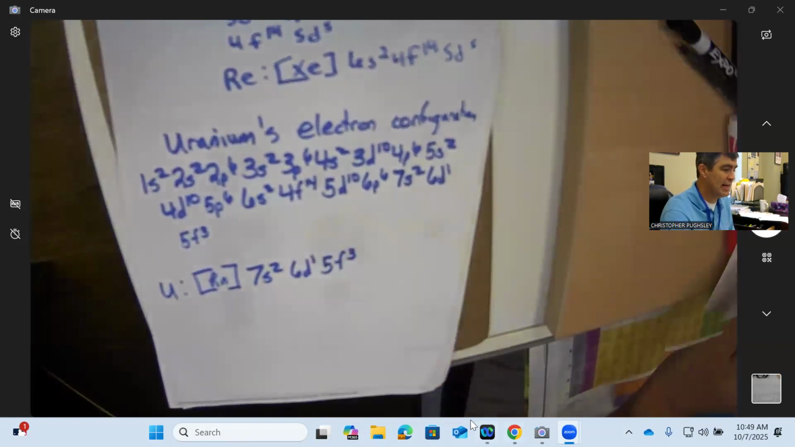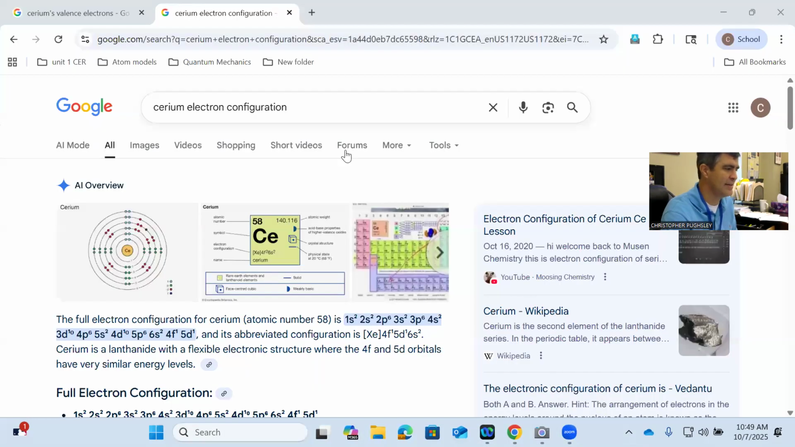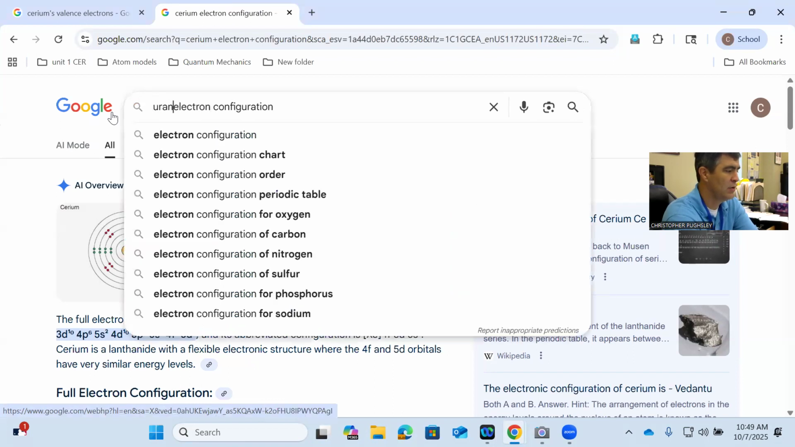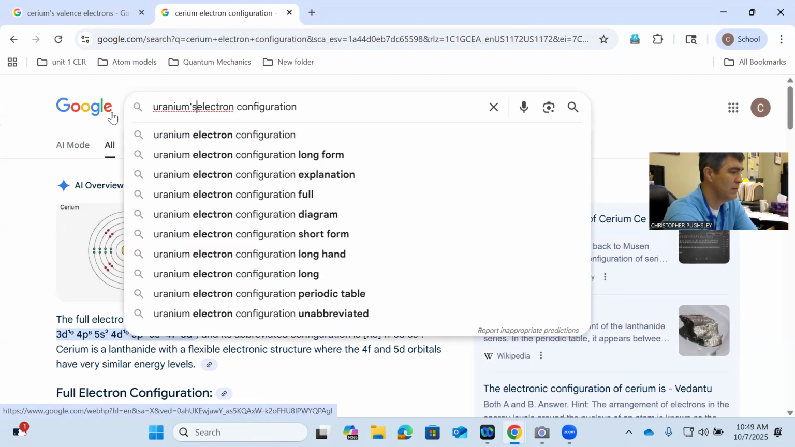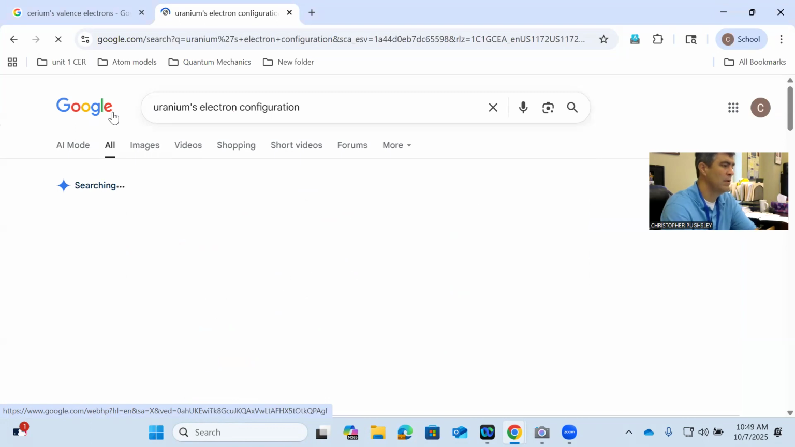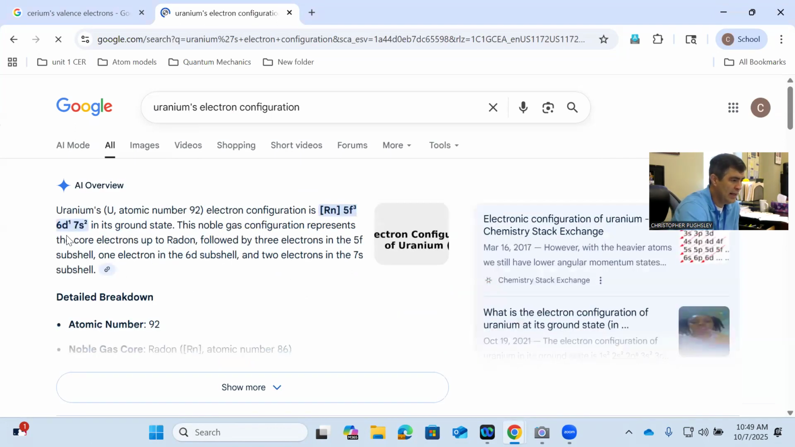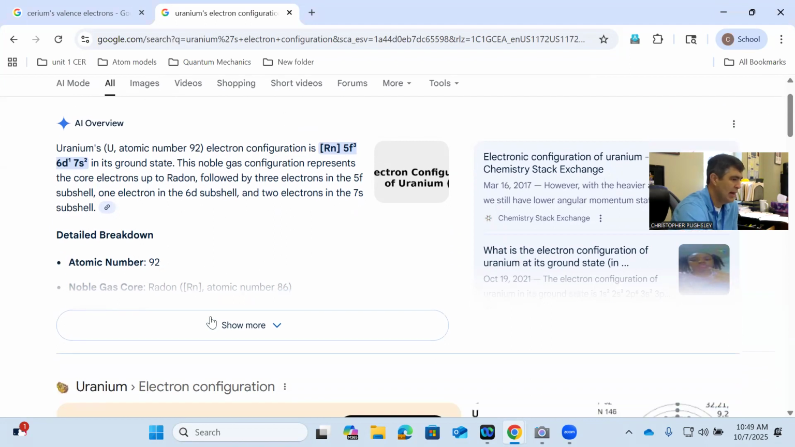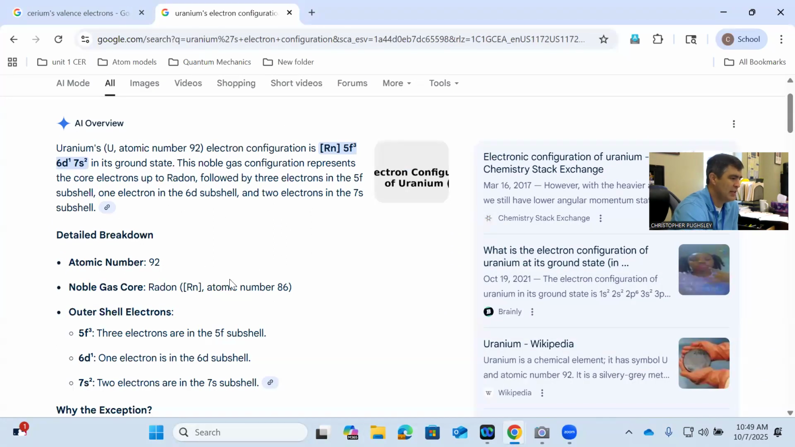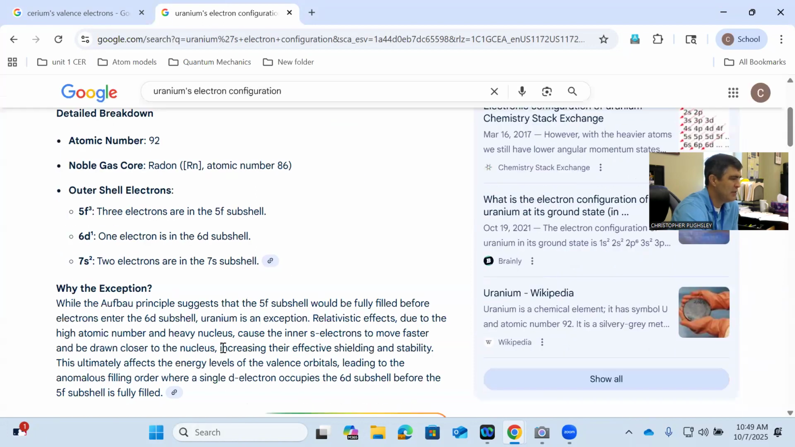One note here is, and again, if you don't believe me, you say, oh, man, that doesn't sound right. So uranium: radon, 5f3, 6d1, 7s2, just like we were saying here. And so that's what we're trying to show right here. 1 electron in the d subshell and 3 electrons in the 5f subshell.